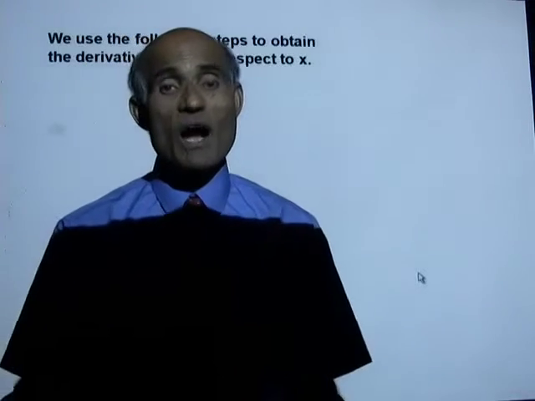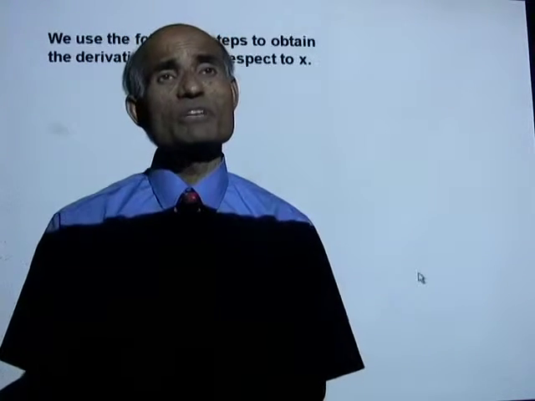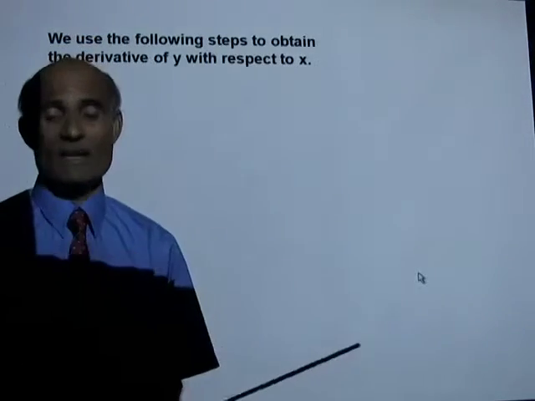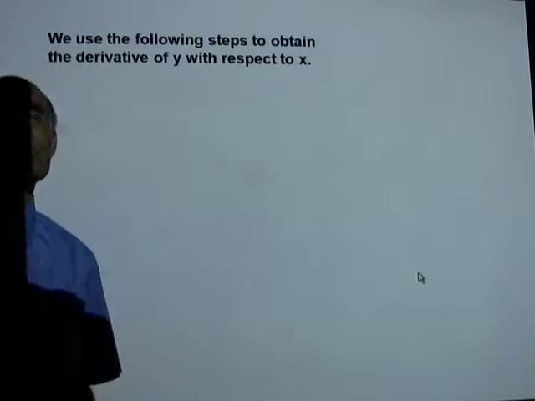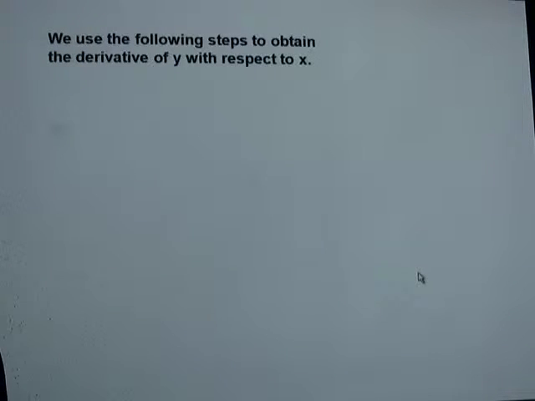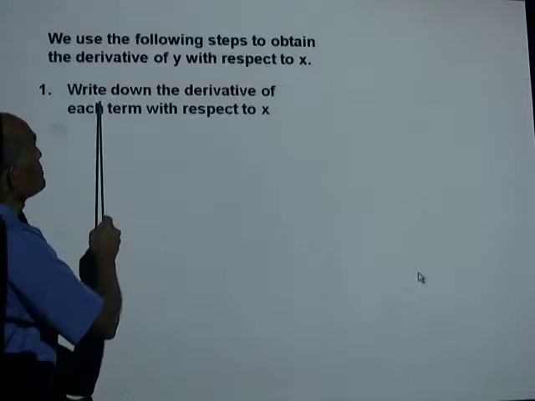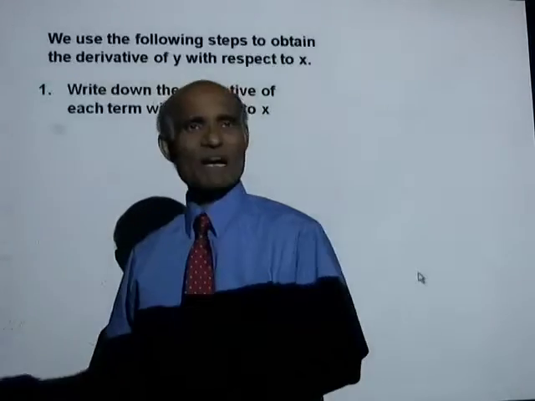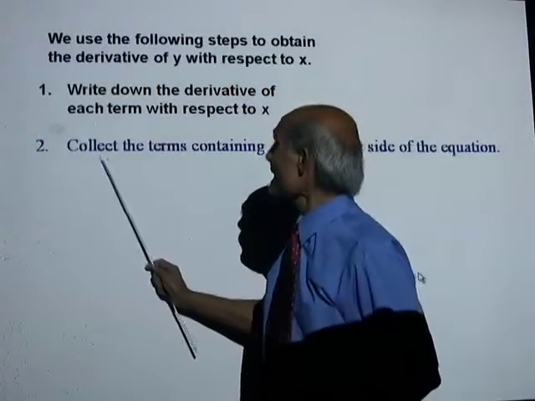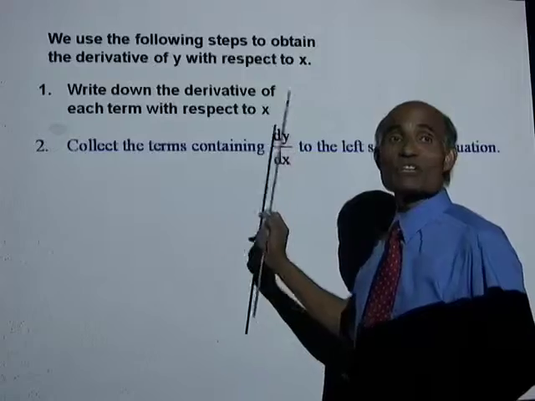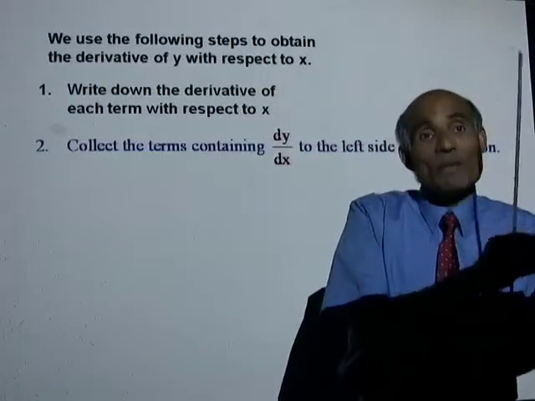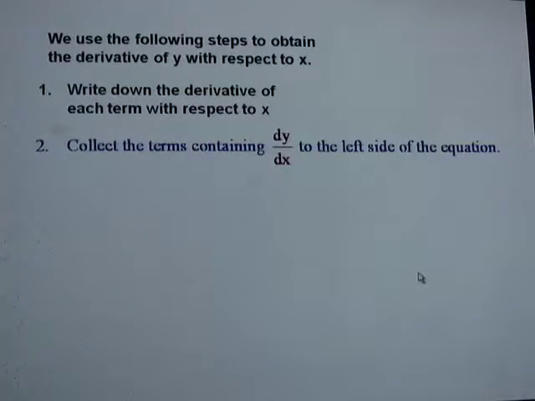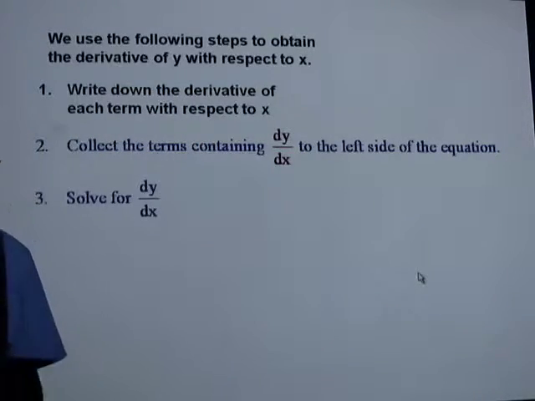We are now going to see how we can find the derivatives of implicitly defined functions with respect to x. And I want you to follow a few simple steps for that. What is the first step? The first step is to write down the derivative of each term with respect to x, just what we were practicing before. And then collect the terms containing dy by dx on the left side and all the other terms on the right side of the equation. And then solve for dy by dx.